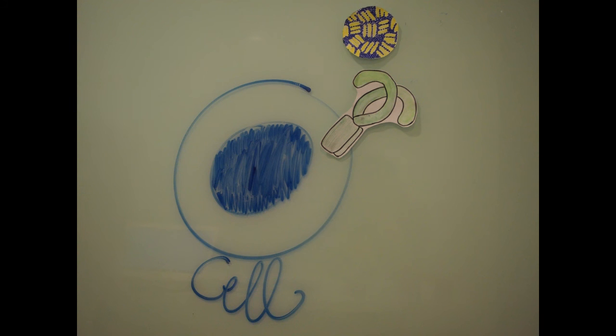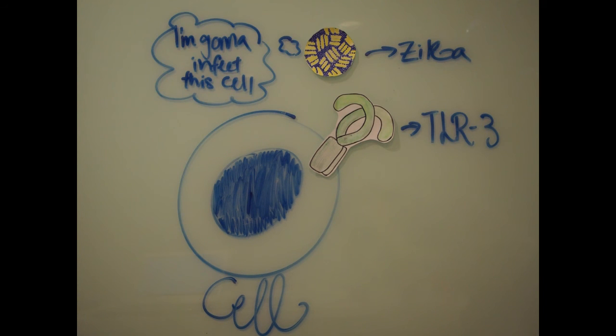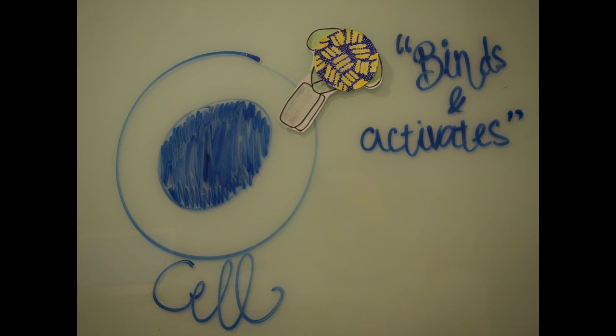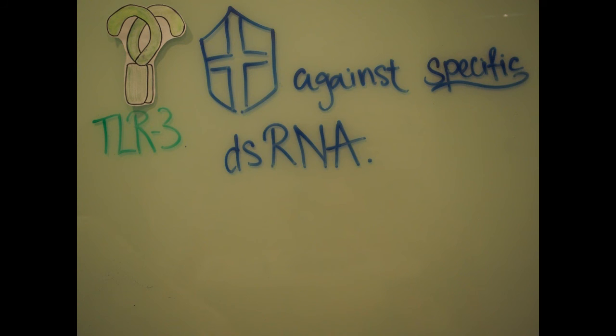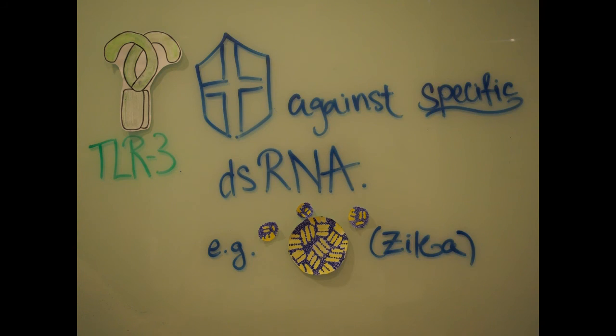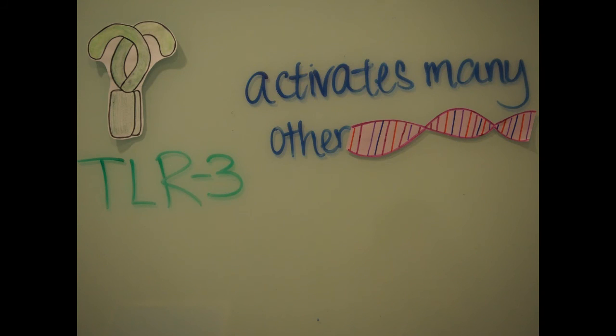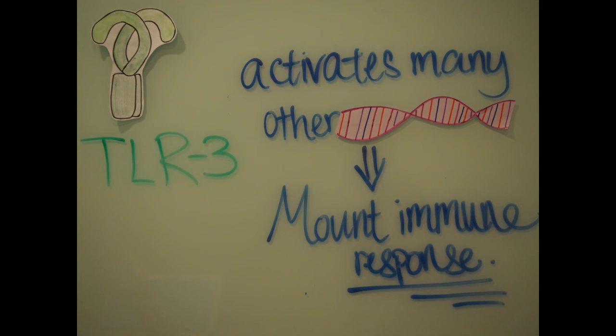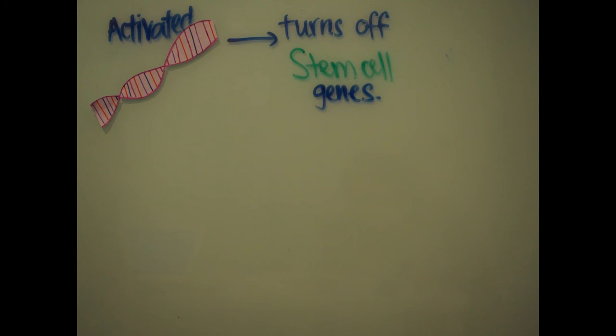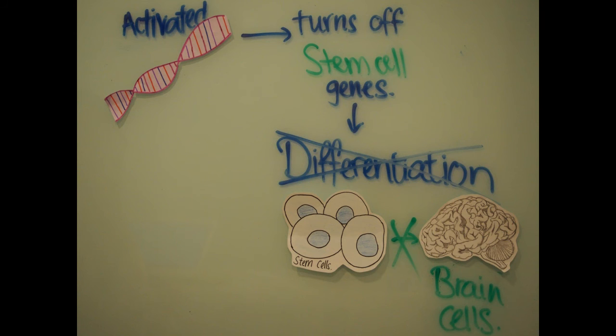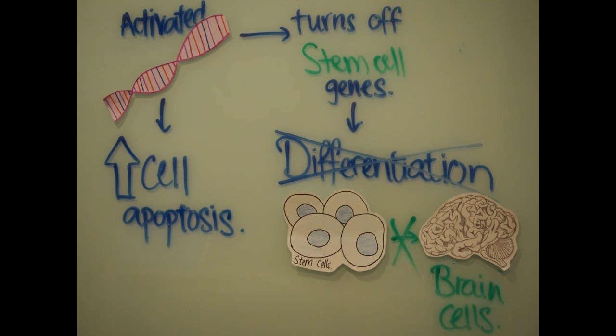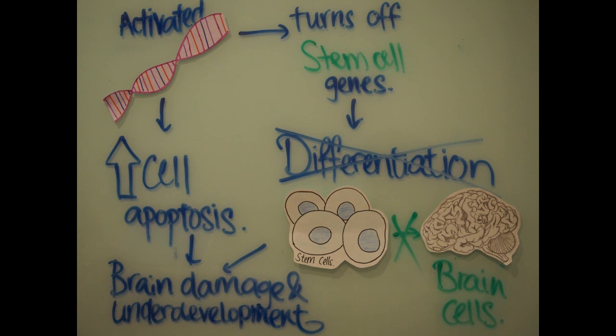When Zika infects the cells, it binds to and activates TLR3, which is a protein found both inside and outside of cells. TLR3 is used to defend the body against invading viruses by sensing double-stranded RNA specific to viruses and activating many other genes that help to mount an immune response. The activated genes turn off stem cell genes, preventing differentiation from stem cells to brain cells. Cell apoptosis also increases. This reduces the number of new brain cells grown in a developing baby, leading to underdevelopment of the brain and thus the small head size.